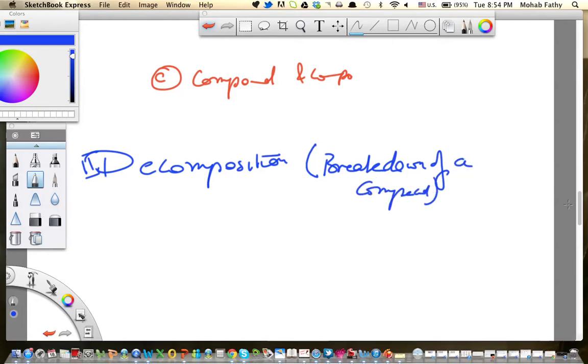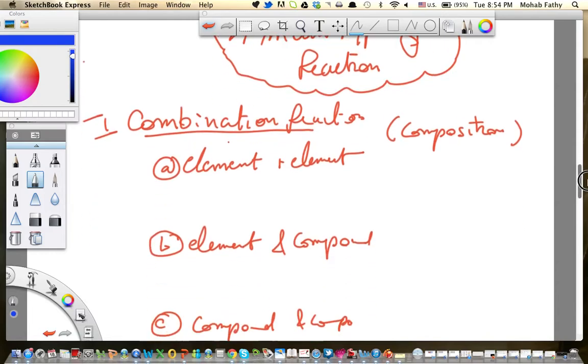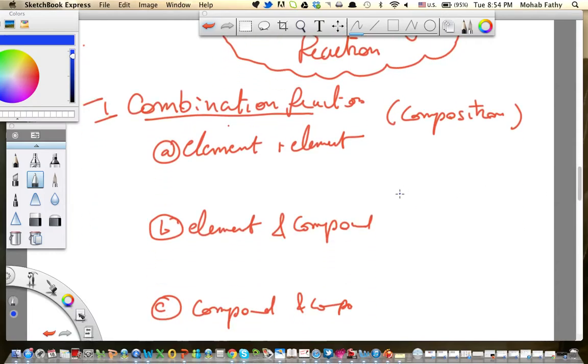Let's start with the first type, which is the combination reaction. Combination reaction is a reaction which takes place either between element and element, element and compound, or compound and compound. Give an example for element and element that combine together. Can you give me an example? Give one example. From your mind, not from the book.